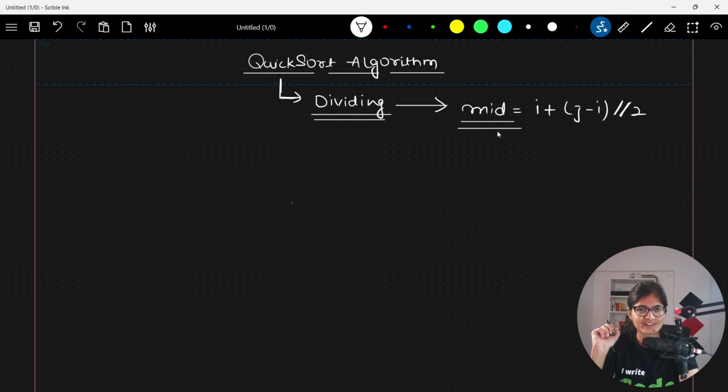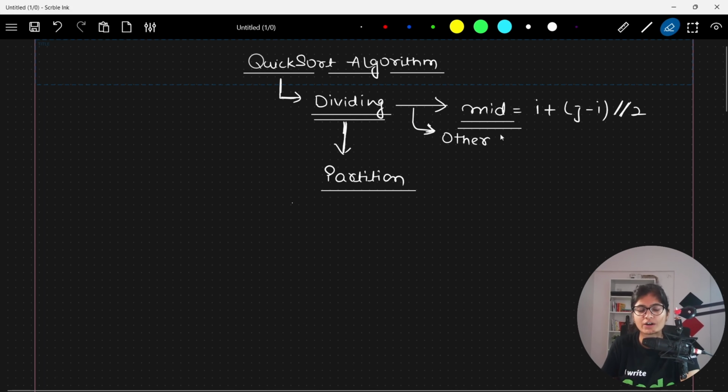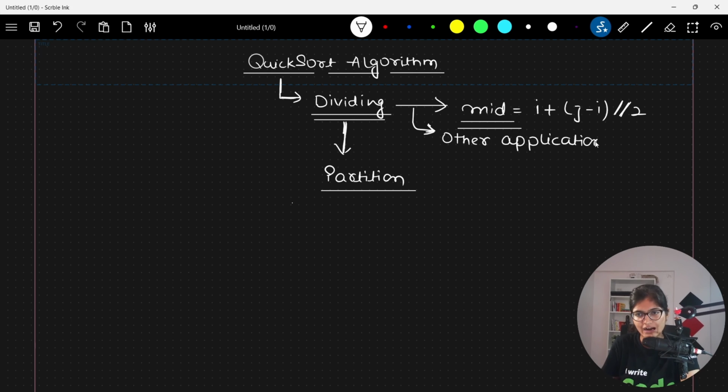In every application, if you observe, we are mainly trying to calculate the mid value. But when I'm talking about the QuickSort algorithm, it uses something called the partition algorithm to divide the array into two halves. This is how we were dividing our array into two halves in other applications, like merge sort or binary search. But with quick sort, the developers came across something called a partition algorithm.